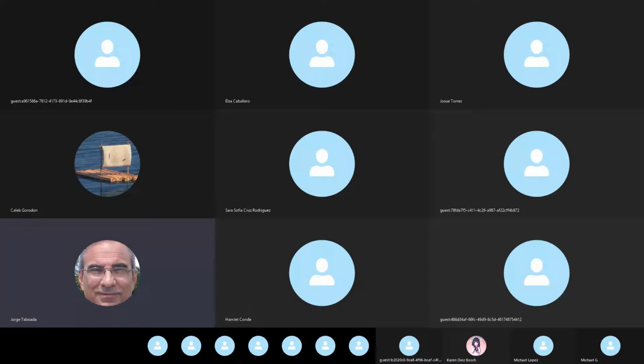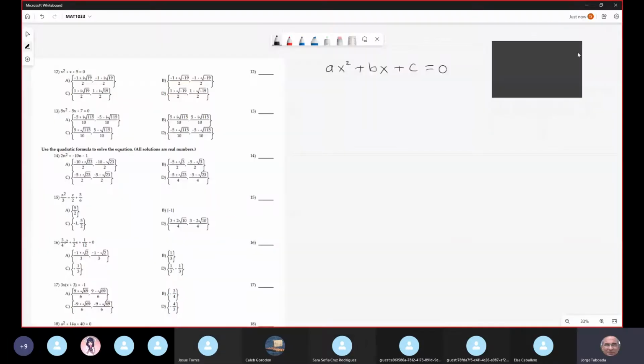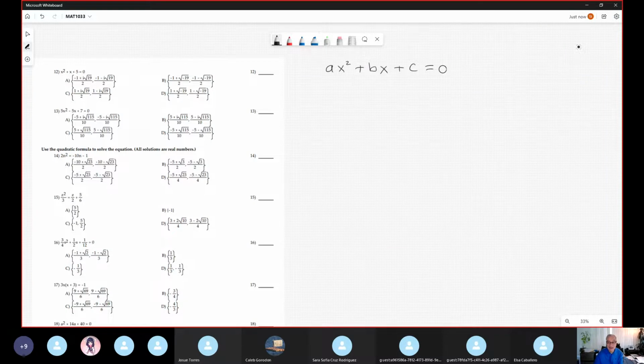To solve a quadratic equation, you need to write the quadratic equation in standard form. Standard is that way. How do you identify it? Because the right-hand side must be zero, and you organize in descending order of the degree: degree two, degree one, which is invisible, and degree zero, which is also invisible.